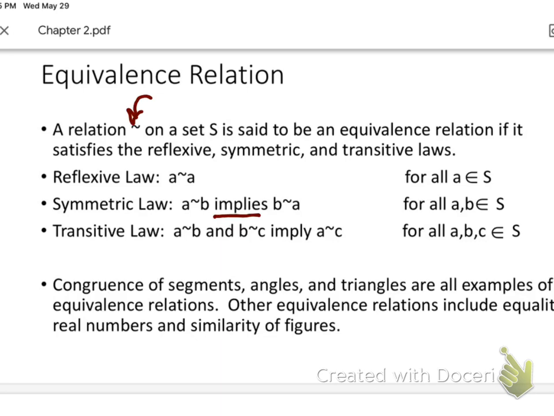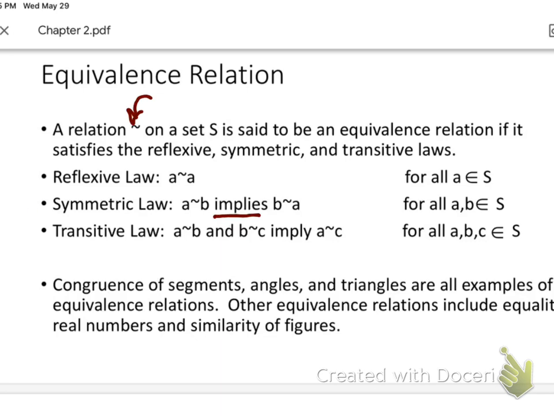But what it's saying is if the reflexive law is true, the symmetric law is true, and the transitive law is true, then you have a congruence situation. You have an equivalence situation. So the congruence of segments, angles, and triangles are all examples of equivalence relations. Other equivalence relations include equality of real numbers and similarity of figures. So just know what these words mean.